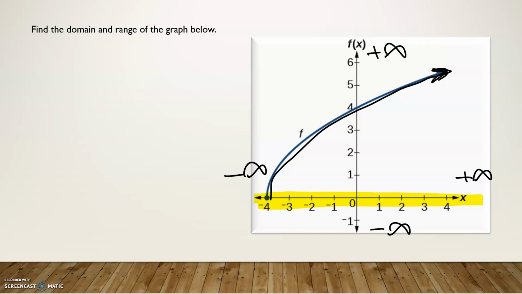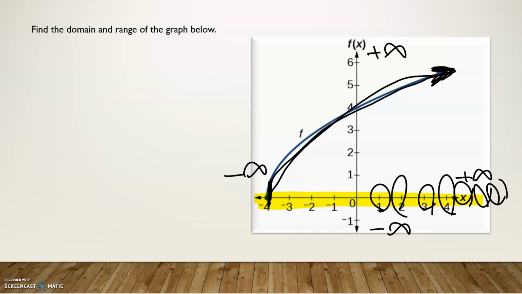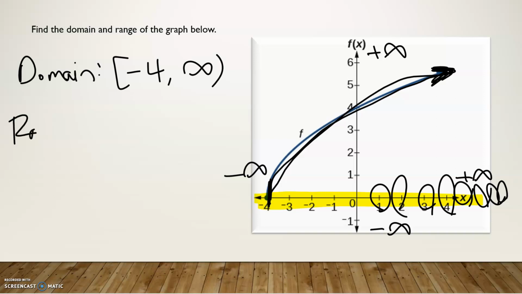Okay, so it looks like it is starting at -4, and the graph keeps on going. So it keeps on picking up this number, this number, this number, and it keeps on going way out here beyond what we can see. Okay, so the domain starts and includes -4, and it goes out to positive infinity. Okay, and then let's take a look at the range.